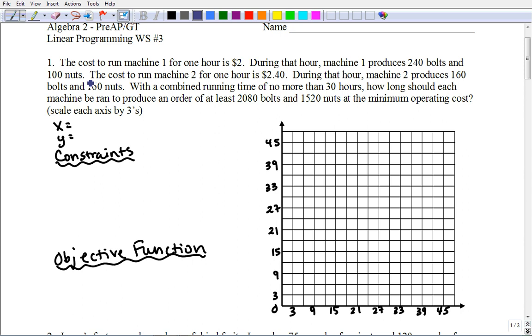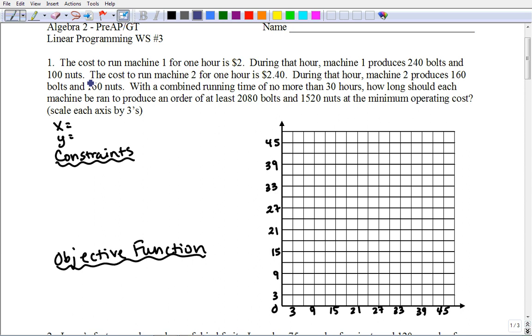The cost to run machine 1 for 1 hour is $2. During that hour, machine 1 produces 240 bolts and 100 nuts. The cost to run machine 2 for 1 hour is $2.40. During that hour, machine 2 produces 160 bolts and 160 nuts. With a combined running time of no more than 30 hours, how long should each machine be run to produce an order of at least 2,080 bolts and 1,520 nuts at the minimum operating cost?